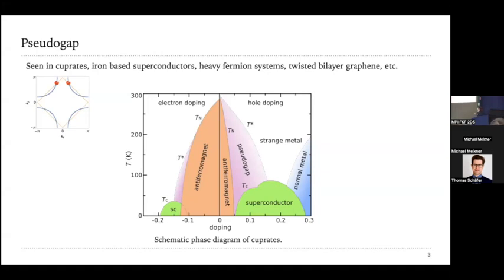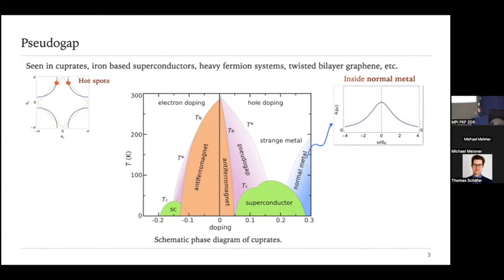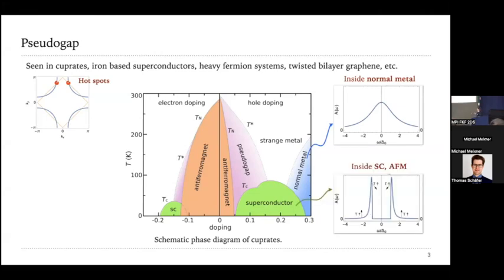One of the clear signatures of Pseudogap can be seen by looking at the electron spectral function at the hotspots. If we look at the normal metal, we know that the spectral function is peaked at zero frequency. And if we look at the spectral function inside some ordered state, say superconductivity or antiferromagnets, the spectral function at the hotspot is peaked at finite energy, and this gap is set by the mean field order parameter.